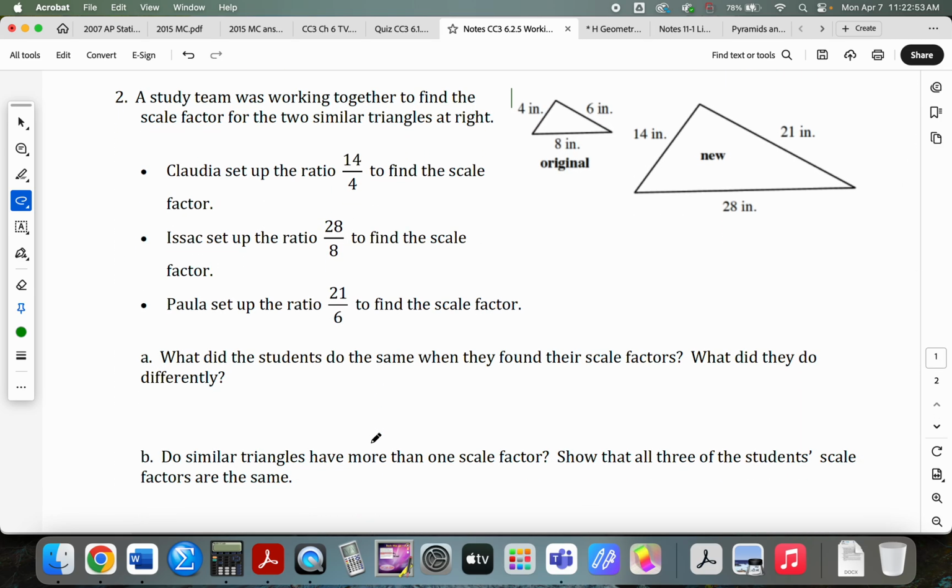So let's take a look at this one. A study team was working together to find the scale factor for the two similar triangles shown right. Claudia set up a ratio of 14:4 to find the scale factor. Isaac set up a ratio of 28:8. And Paula set up a ratio of 21:6. What did the students do the same when they found their scale factors? What did they do differently? So what was the same?